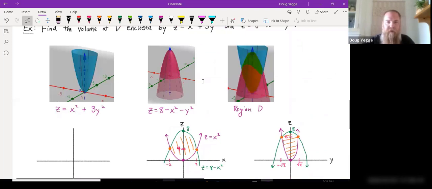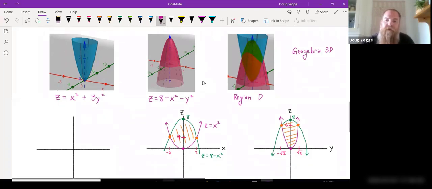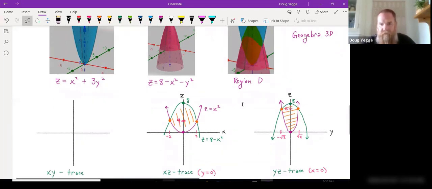By the way, I pulled this for those of you that want to take a look at this online. This is from the website GeoGebra 3D, and it allows you to generate any three-dimensional objects, any three-dimensional surfaces. So now let's take a look at the XY trace.